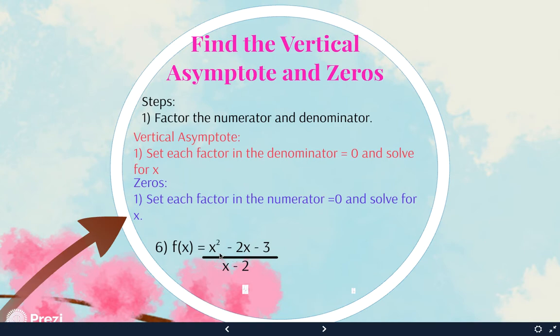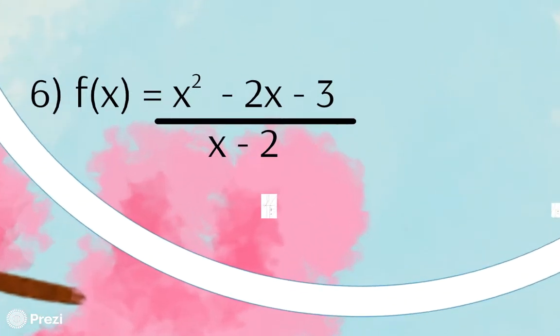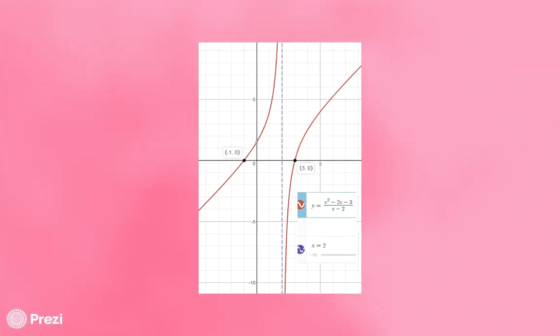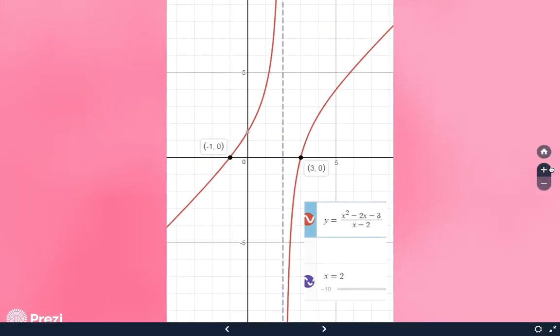Have a blast. Well, I hope you had so much fun finding those vertical asymptotes and the zeros, because I want you guys to see what the graphs look like, because they're pretty cool. Here's our graph. The blue dashed line is our vertical asymptote at x equals 2, and the zeros we found to be at -1 and 3. So that's kind of what the graph looks like.